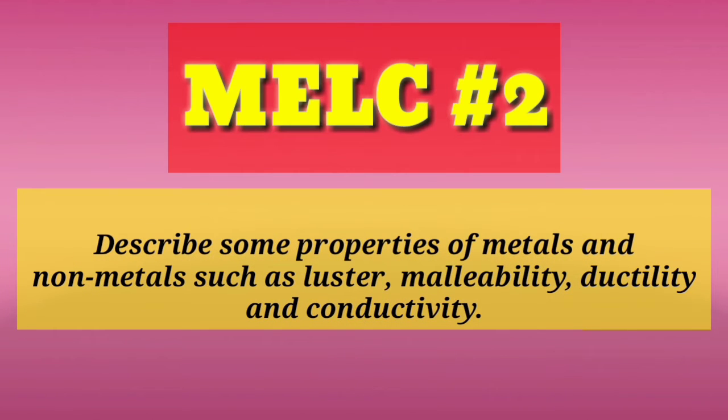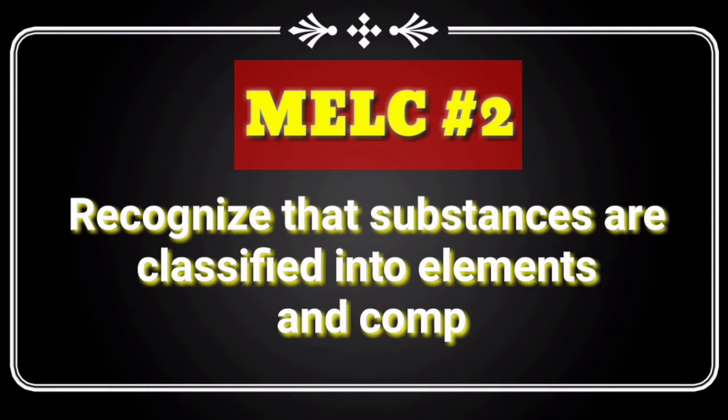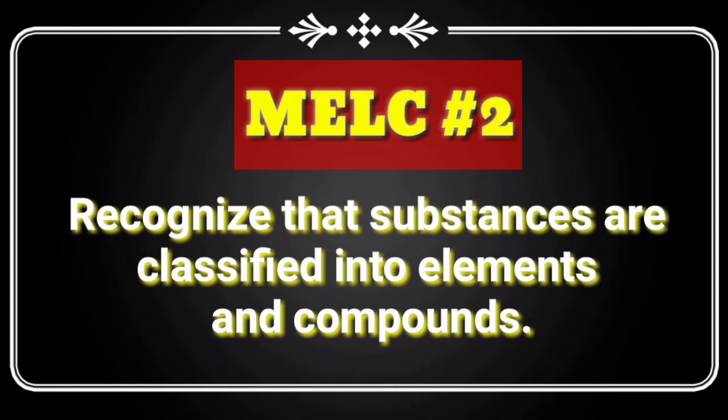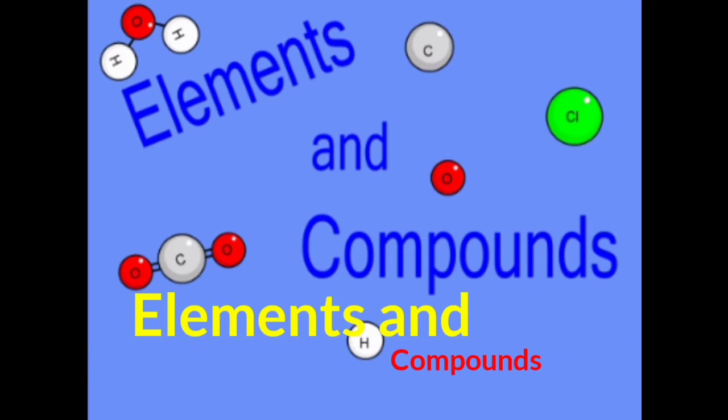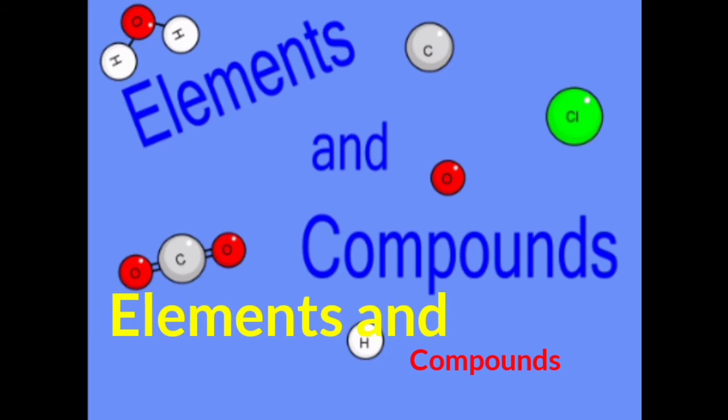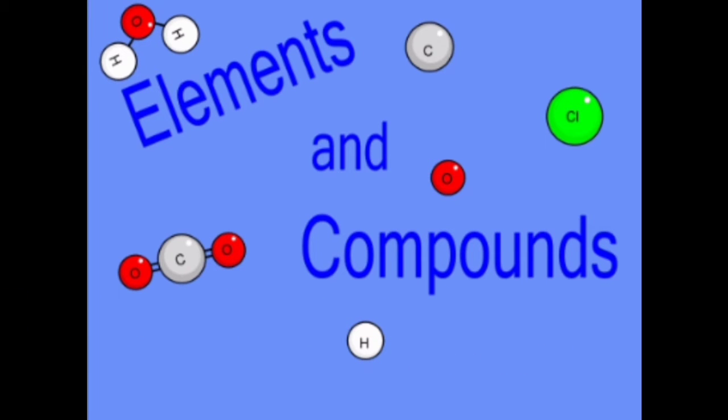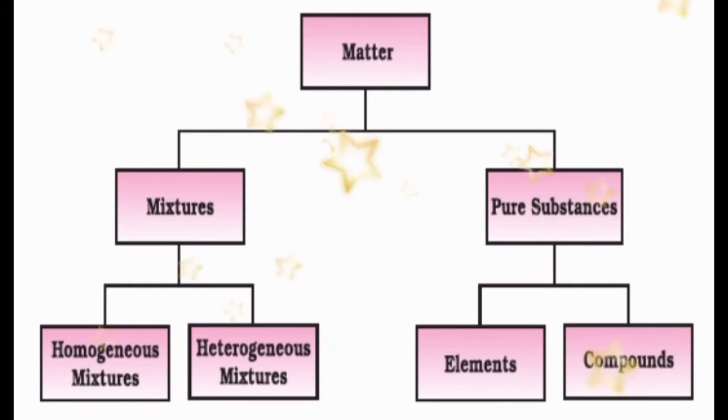Most essential learning competency number 2: describes some properties of metals and non-metals such as luster, malleability, ductility, and conductivity. Recognize that substances are classified into elements and compounds. Our lesson for this week is about elements and compounds. In this lesson, you will learn concepts about elements and compounds.